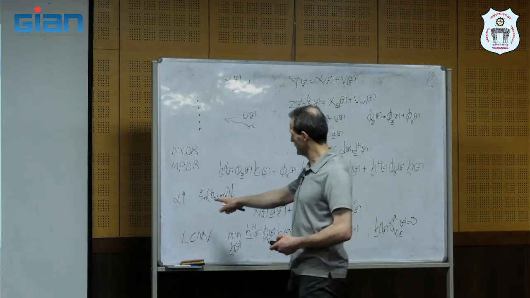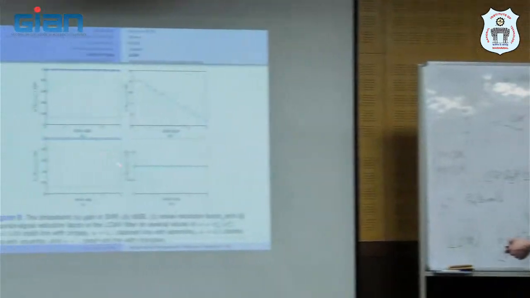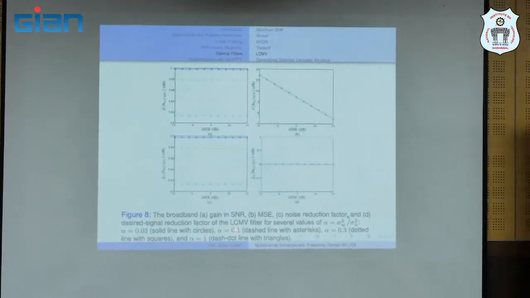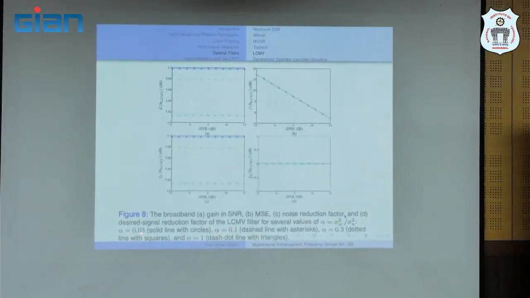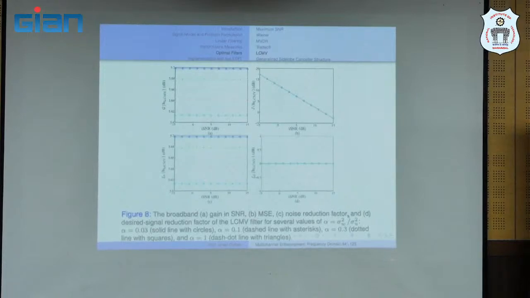Let's see that in this example. Here, the blue line is alpha equals 0.03. And then we have 0.1, the green, and 0.3, and then 1. So when we increase alpha, the noise reduction reduces. So we have less noise reduction, less output SNR. And of course, the distortion is 0.